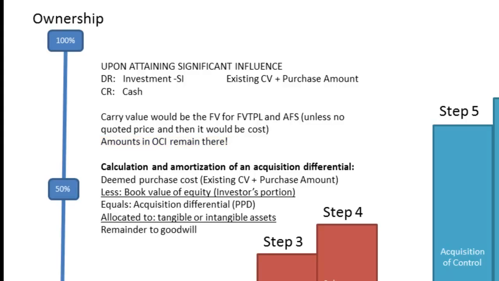Now, to do the acquisition differential calculation, we compare what we were deemed to have paid for our stake in the investee relative to the book value of the net assets of the investee. The difference is allocated to the assets and liabilities that have fair values different than the book value, with any remainder representing goodwill. The equity accounting then gets applied as we've discussed in our first lesson, which I will not repeat here so as to not dilute the points I'm trying to make.